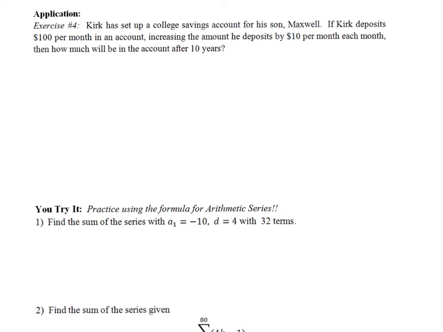So let's get a feel for what's going on each month. In the first month, he's depositing $100. But then in month number 2, he increases the amount he deposits by $10 each month, so now in month number 2, $110. In month number 3, he's going to deposit $120. In month number 4, he's going to deposit $130.